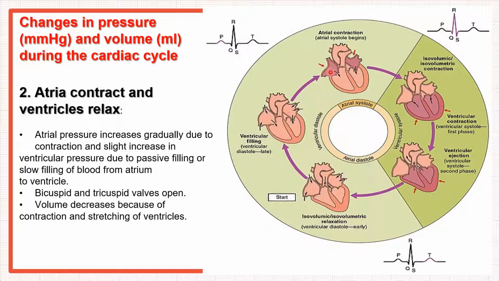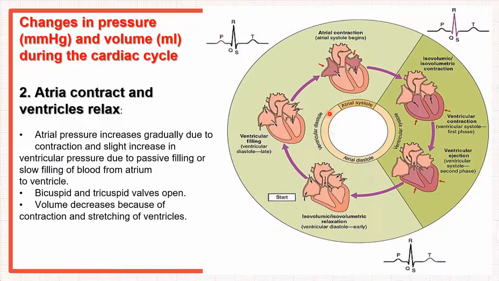But now as they contract, this decreases the volume. So you can look at the size. Contraction की वजह से जगह छोटी हो गई, volume decreases, but this increases the pressure now. So atrial pressure increases gradually due to contraction and slight increase in ventricular pressure due to passive filling or slow filling of blood from the atrium into the ventricle.